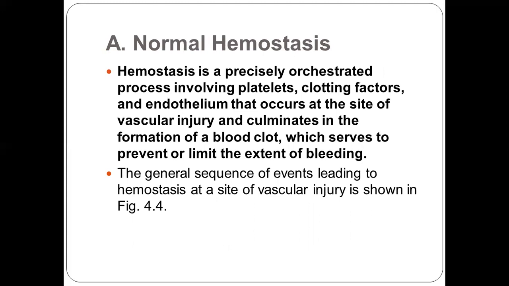Hemostasis is a precisely orchestrated process involving platelets, clotting factors, and endothelium. These three components are required, and we will discuss these three. It occurs at the site of vascular injury and culminates in the formation of a blood clot, which serves to prevent or limit the extent of bleeding. Let's see it again. Hemostasis is a precisely orchestrated process involving platelets, clotting factors, and endothelium that occurs at the site of vascular injury and culminates in the formation of a blood clot, which serves to prevent or limit the extent of bleeding. The general sequence of events leading to hemostasis at the site of vascular injury is shown in the figure.